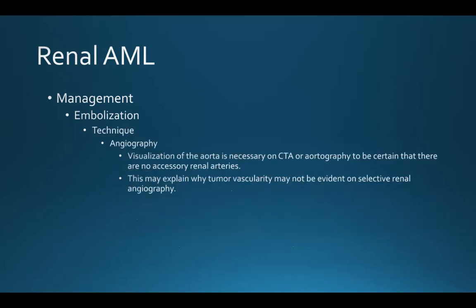Before moving to selective catheterization and embolization, it's important to make sure that we've seen the aorta well, and this could be done with aortography or on pre-procedure CTA. And the goal there is to make sure there are no accessory renal arteries, because this can explain why tumor vascularity may not be evident on angiography of the main renal artery. In other words, if you miss an accessory renal artery, you won't know for sure that you have evaluated the kidney in its entirety, and that may cause you to miss the vascularity of the AML.